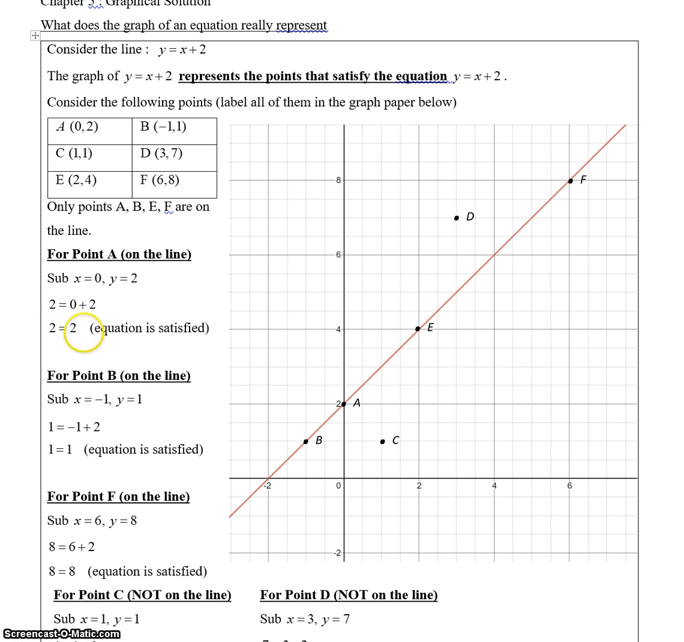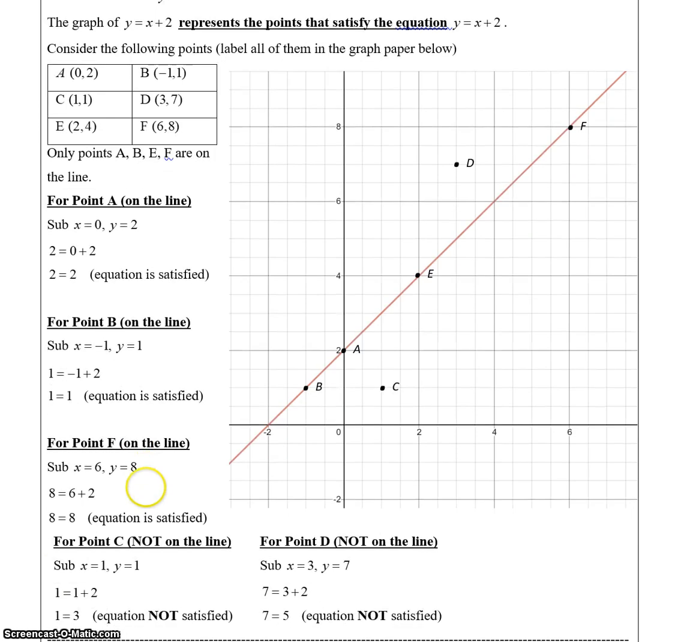So we are fine. If you look at point B, it is the same case. Point B is over here, at negative 1 and 1. So if I sub x is negative 1, y is 1 into the same equation of the line, I get 1 equal to 1. It's the same for point F. Point F is also on the line. Eventually I get 8 equal to 8.